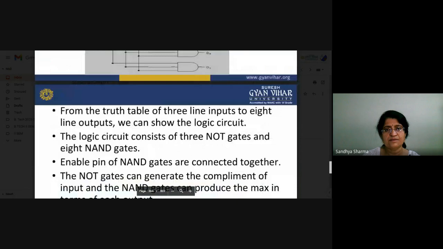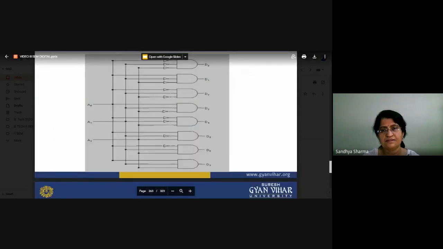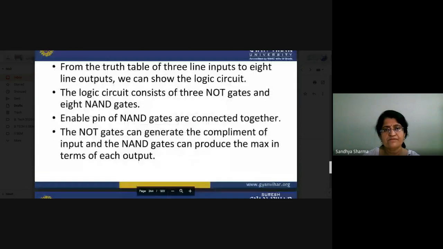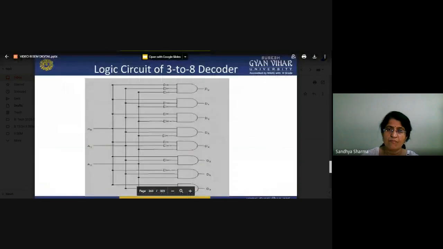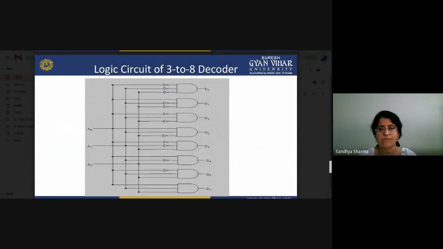So just see in this place what the basic circuit diagram is. This is the NAND gate. You can see in this gate how it will work out. So this is a logic circuit for the 3 to 8 decoder. Okay, so we will move to the next diagram.